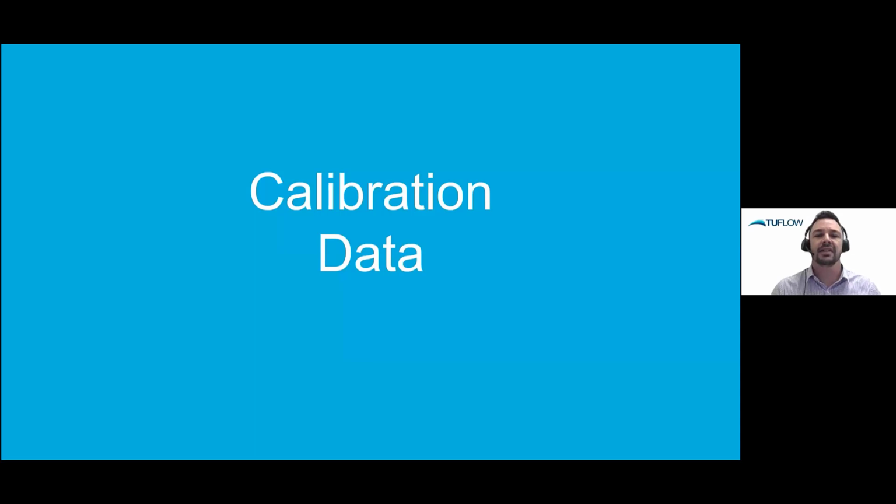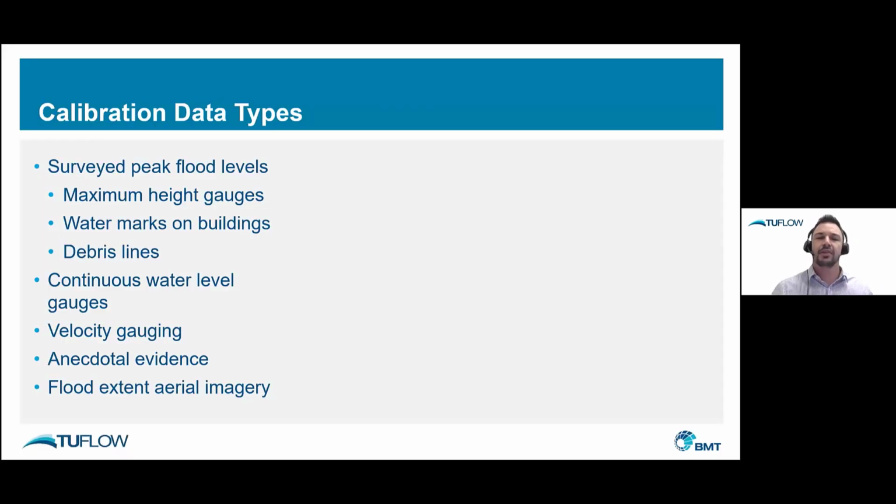Let's now start talking about calibration data accuracy. Off the back of Phil's presentation last month, there seemed to be a few people that didn't really understand the concept of calibration data reliability, so we'll look at that in a second. What sort of calibration data types are there? There's surveyed peak flood levels, maximum height gauges, watermarks on buildings or debris lines. You'll find continuous water level gauges, velocity gauging. Anecdotal evidence is also useful, and flood extent aerial imagery.